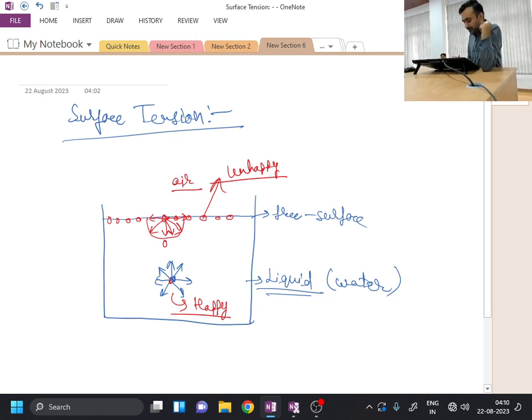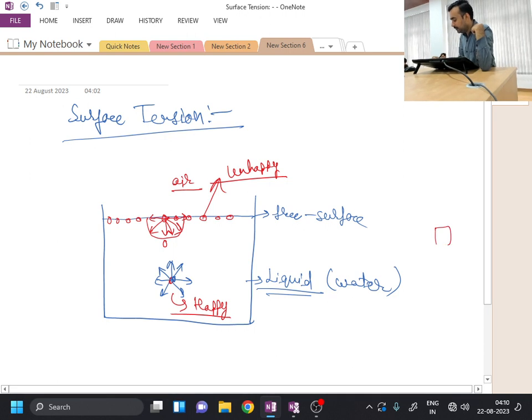In this big container, though molecules are trying to come towards the core, they cannot, and they are forming a free surface. Now in place of this, if you take a very small volume of fluid, every molecule will have a tendency to come towards the center. As all molecules will have a tendency to come closer towards the core, it will form nothing but a sphere.